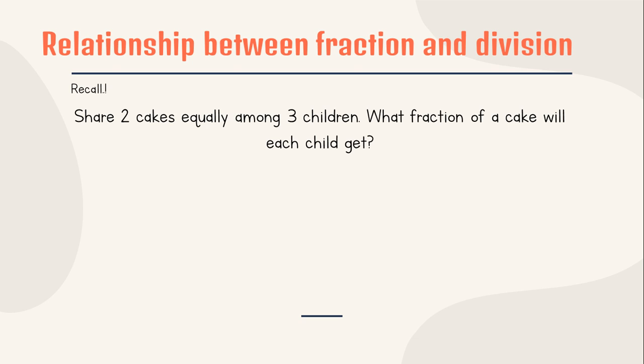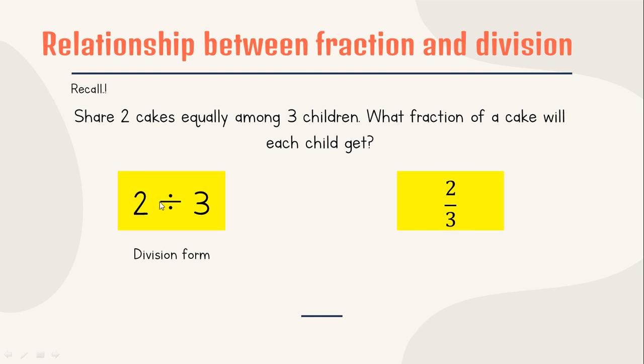So, we have 2 cakes. It will be shared among 3 children. What fraction? What skill do we need? Division. That is correct. So what divide what? Of course, 2 divided by 3. And this is what we call division form. And you know that division form can be turned into fraction form as well. Like this. So look at here.